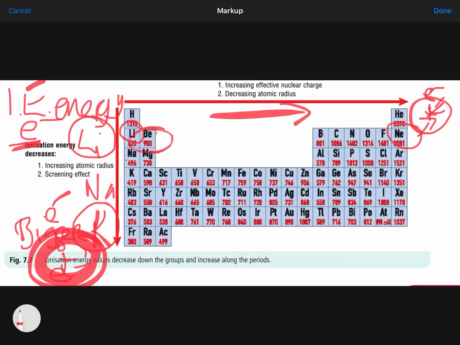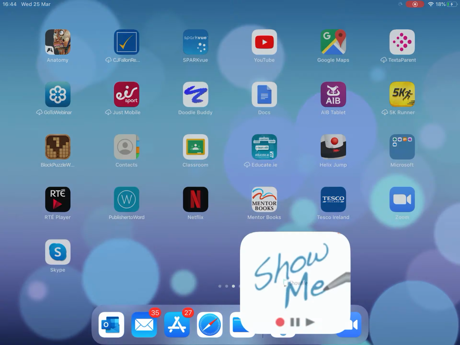So look at beryllium. Beryllium's ionization energy is 900, but boron is 801. That's a drop. We should expect to see an increase. And also nitrogen's ionization energy is 1402 and oxygen's is dropping. So I just want to use the show me board now to go through that with you.